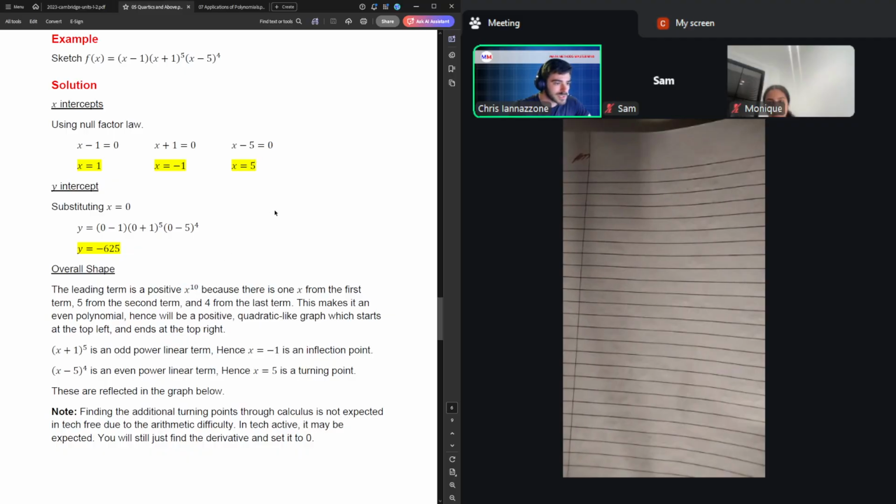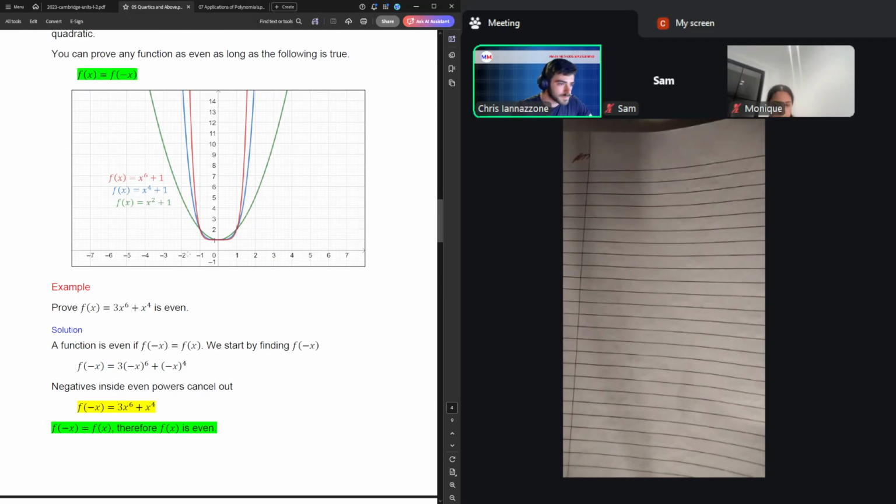As for why it's a power of 10 function, you're simply counting the number of x's that are in the function. So it's 4 x's here, 5 x's here, 1 x there. It's going to make a total of 10. As far as getting the final shape right, you're looking for whether this is even or odd.